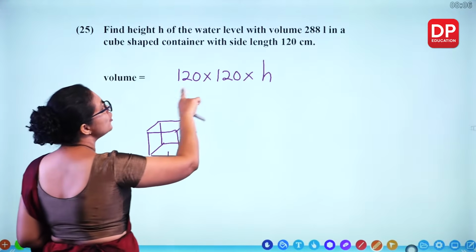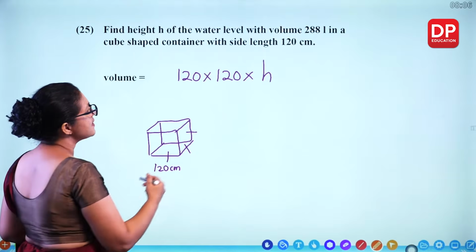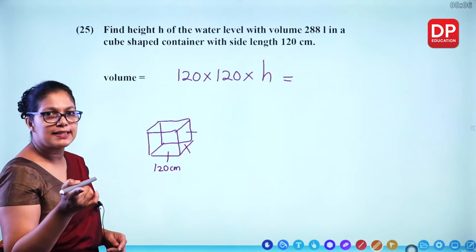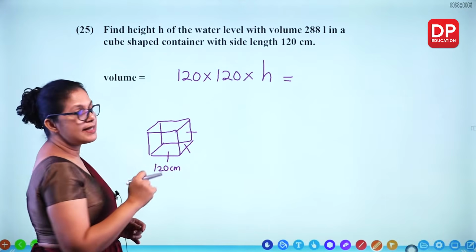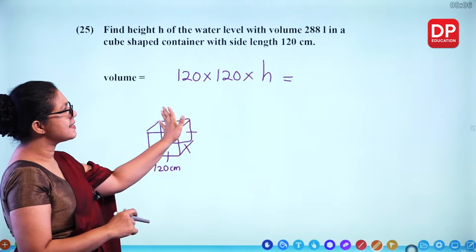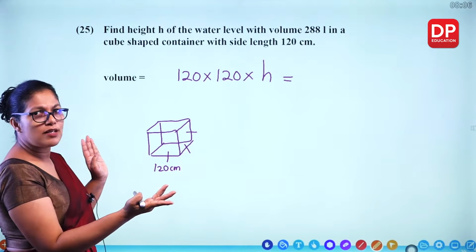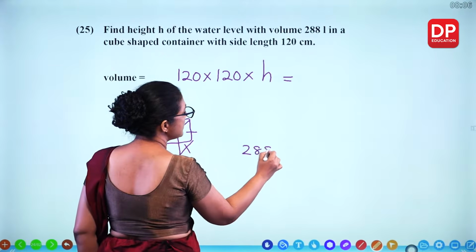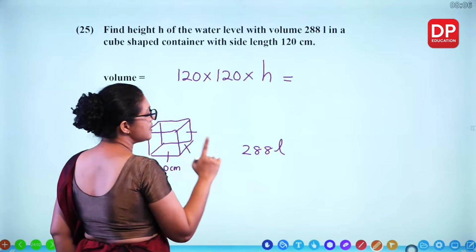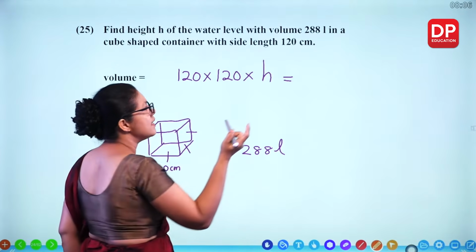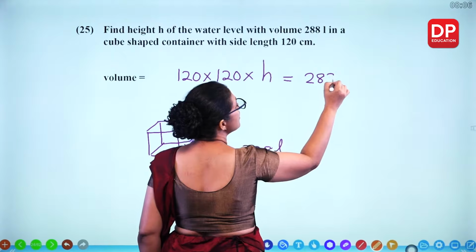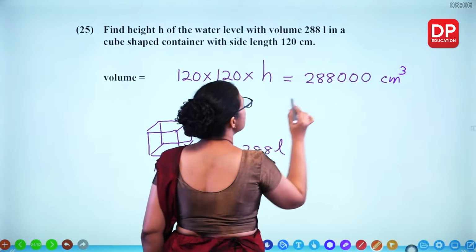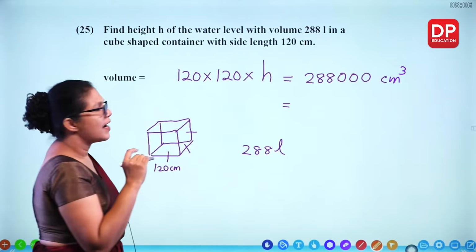This is the volume of water that's equal to 288 liters. But we can't write 288 there because this side is cubic centimeters and the other side is liters. That's not possible. So we have to convert 288 liters to cubic centimeters. So you have to multiply by 1000. That means you are putting 3 zeros. So this is in cubic centimeters. Now you can find out h.